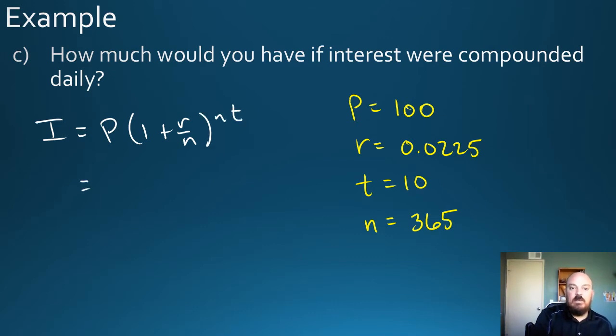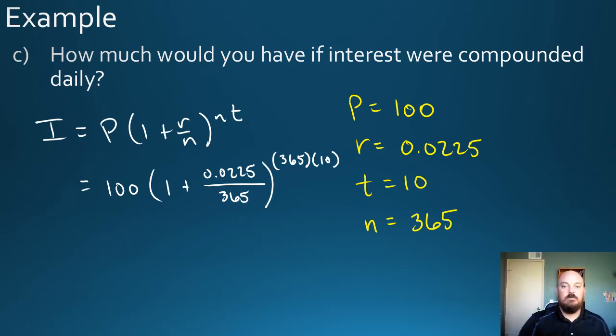This time when I plug in my numbers, I'll still have 100 here. I'll have 1 plus 0.0225 over 365, all to the 365 times 10 power. And I'll be back with the answer again. All right, and this time I got 125.23. 2 cents more over 10 years, so almost nothing, but it isn't nothing, it's a tiny bit more.